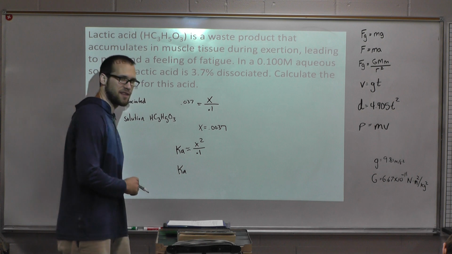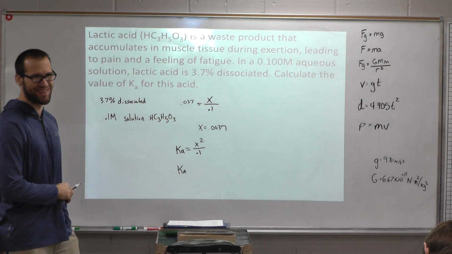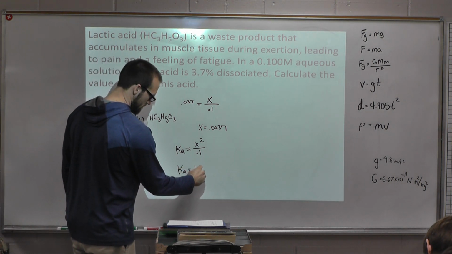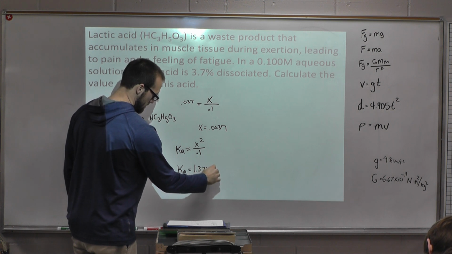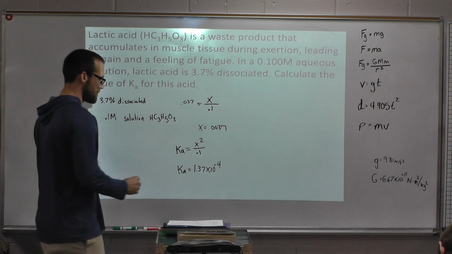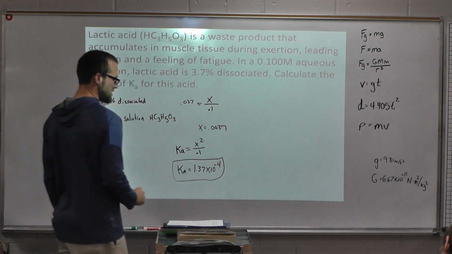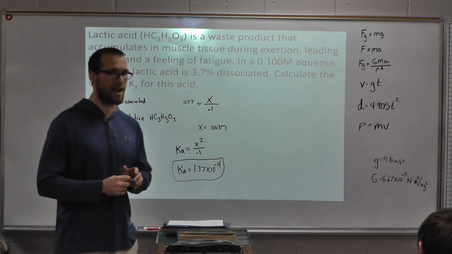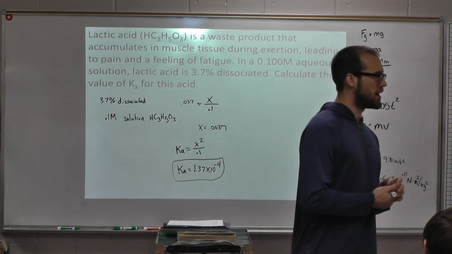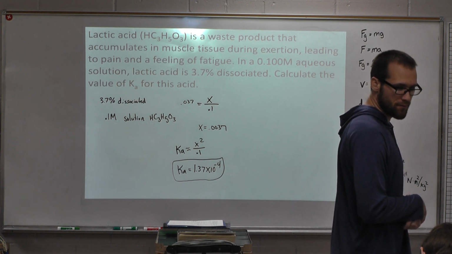Oh, you gave the answer? Yeah, you already did. Sorry, going too slow. 1.37 times 10 to the negative 4. Yeah. Now, this low Ka suggests that's a weak acid, like we would expect from the percent dissociation. However, it is probably on the stronger end of the weak acid spectrum.